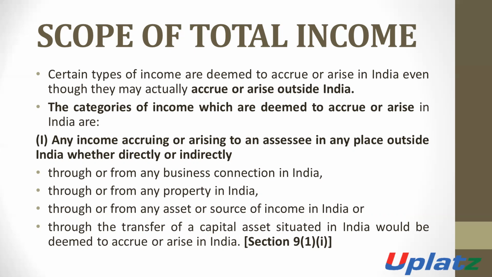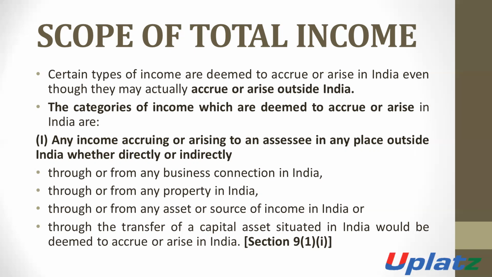So the categories of these incomes are: number one, any income which arises or accrues to an assessee in a place outside India, whether directly or indirectly. It accrues and arises outside India, but such income is directly or indirectly through or from any business connection in India, through or from any property in India. Such income is received from a property which is located in India.